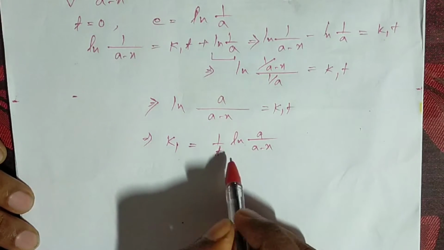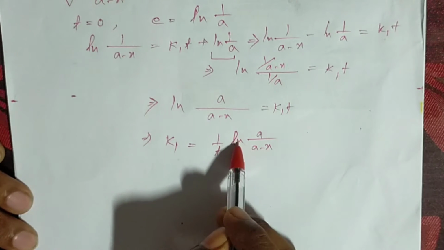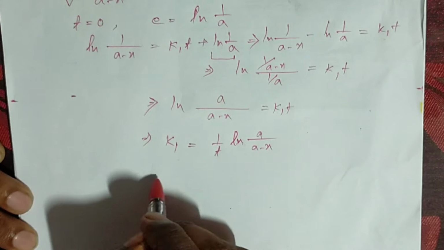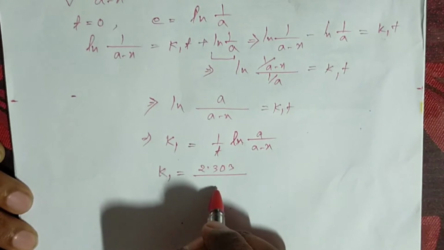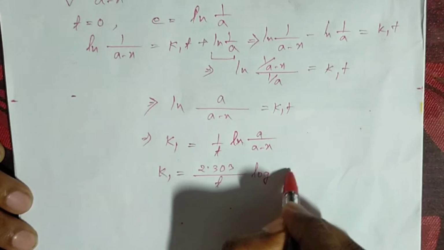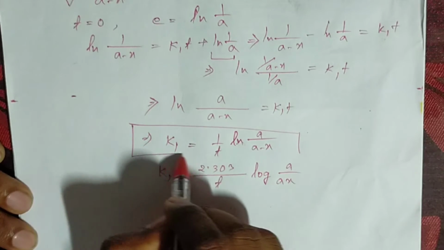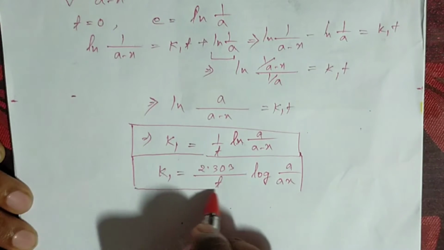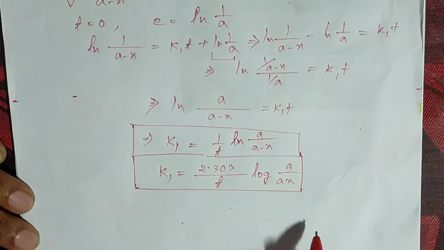If you want to write this equation in terms of log, as you can see it is ln, so you have to multiply by 2.303. So k1 is equal to 2.303 by t log a by a minus x. This is the final equation for the first order kinetics, the first order reaction.